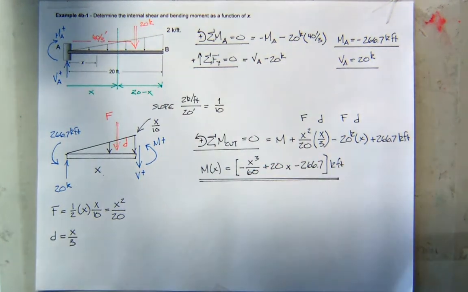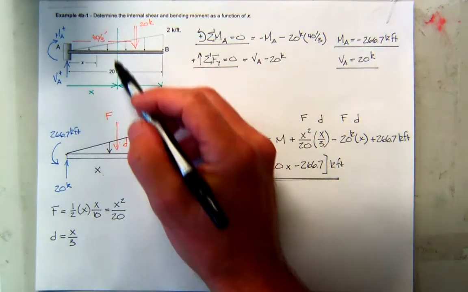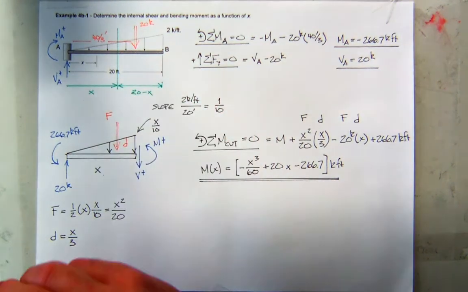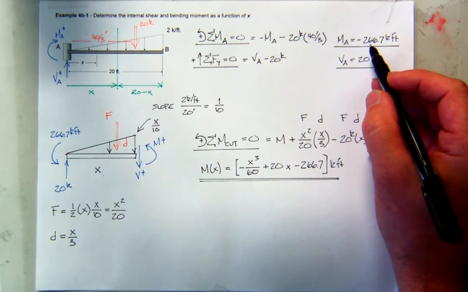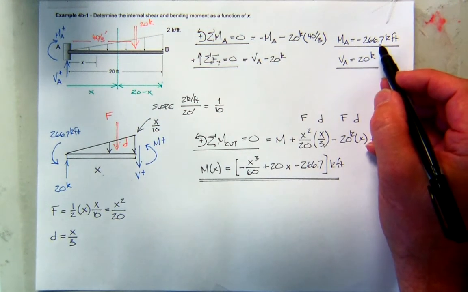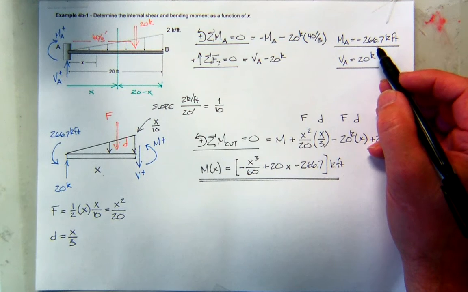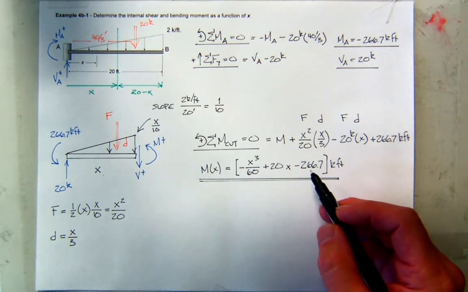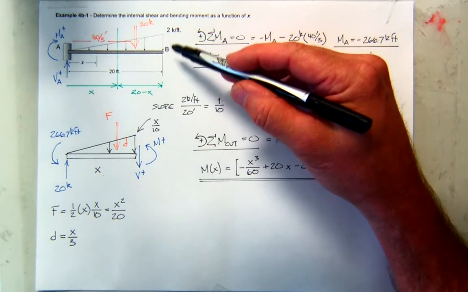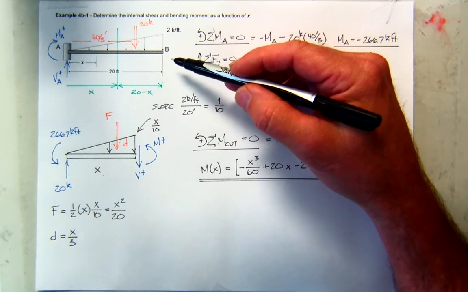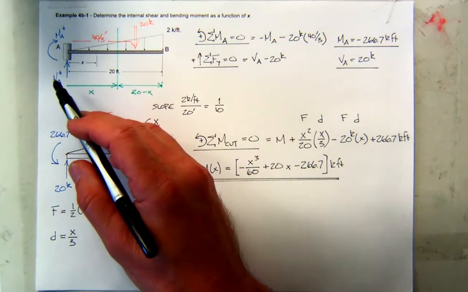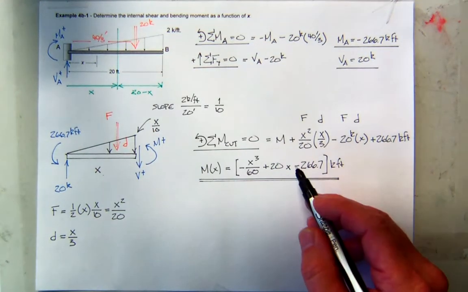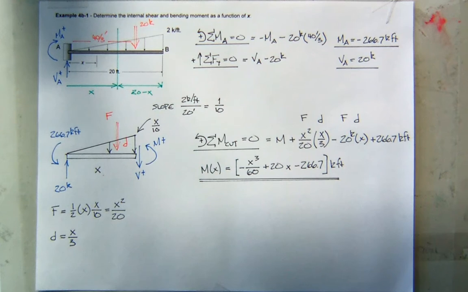Can I check that equation? Yes, I can. What do I know? What is the bending moment at A? We solved for it already. What was it? Negative 266.7. A occurs at what value of x? 0. So plug in 0. 0, 0. Hey, negative 266.7. It works. What's the bending moment at B? 0. That's at x equal 20. Plug in 20 here. You should get really, really close to 0. But you'll have to do that. I can't do that one in my head.